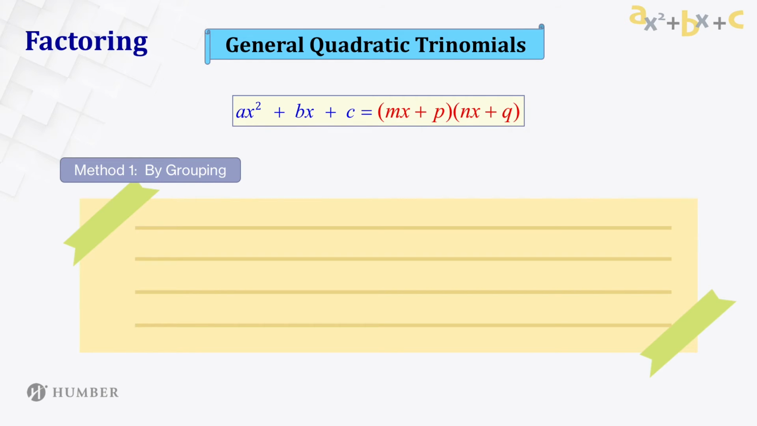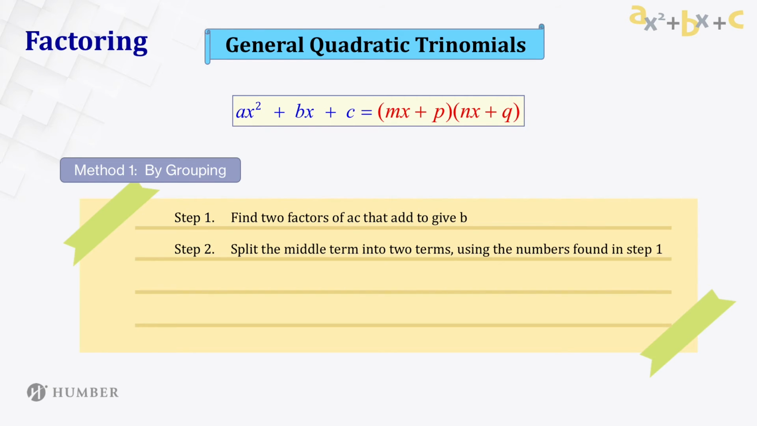Step 1. Find two factors of A times C that add to give B. Step 2. Split the middle term into two terms using the numbers found in Step 1. Step 3, group the 4 terms into 2 pairs. Step 4, factor out the common binomial.